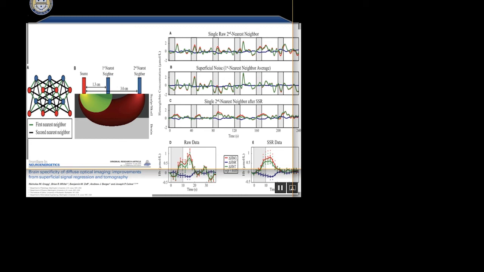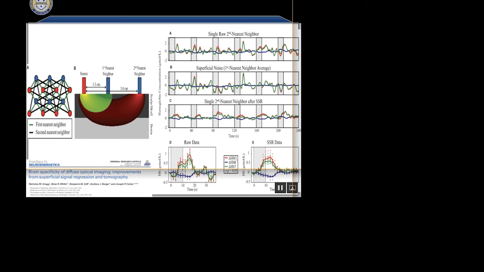Joe Culver's group at WashU and Rob Cooper's group at UC London have been huge advocates of this type of approach. The downside is you need specialized fiber optics or instrumentation to be able to measure that.